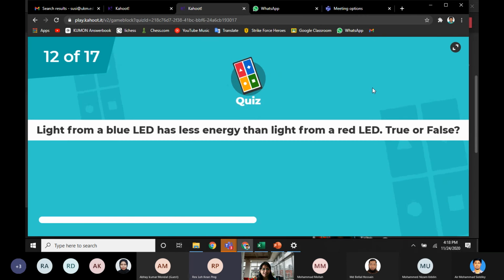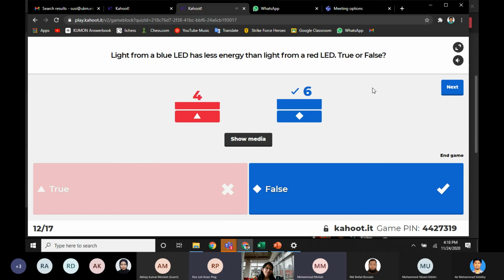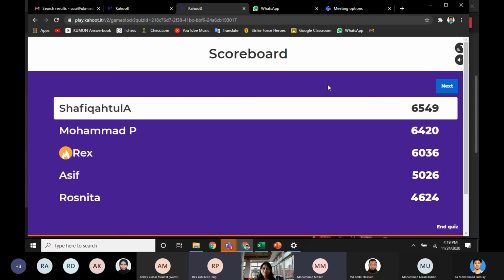Light from a blue LED has less energy than light from a red LED. Okay, the answer is false because blue is a shorter wavelength, therefore the energy is higher. So the answer is false. Wow, Pomad back to number 1.